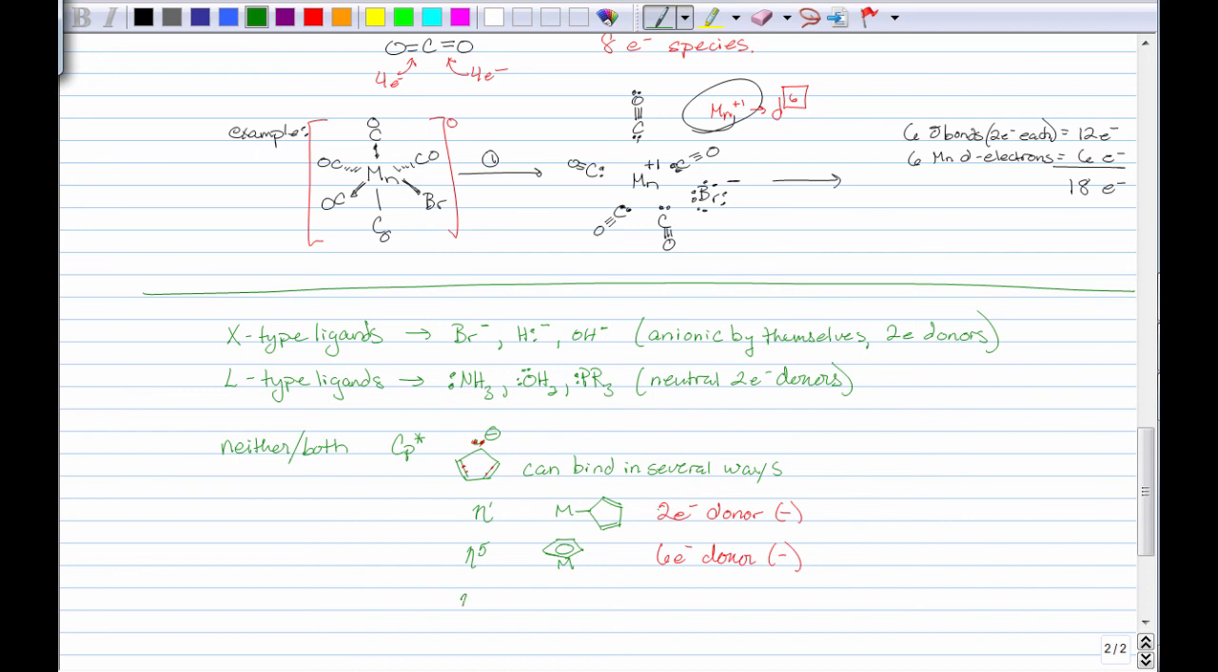And this thing can also act as an eta-3 donor, and that's where you basically have, it's kind of like an allylic anion, so you have basically one of the double bonds and the anion, or the lone pair, kind of a resonance hybrid there, donating into the metal ion. And in this case, you're basically leaving one of the pi bonds out of it. And so this is a 4 electron donor with, again, a 1- charge.